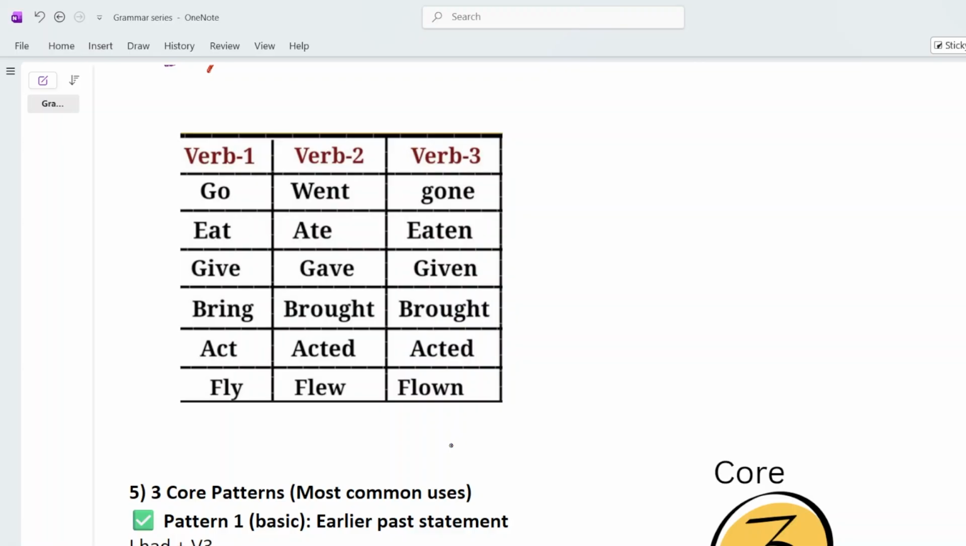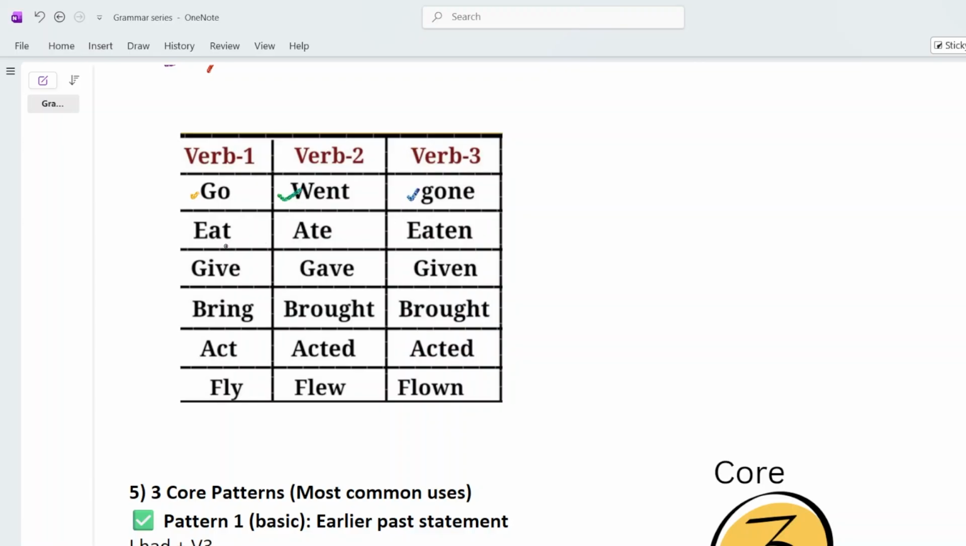Now please listen to this carefully. When I tell you that after had you must use the V3 form of the verb, that is the past participle, not V1 and not V2. For example, it is go, went, and gone. Go is verb 1, went is verb 2. However, gone is verb 3.